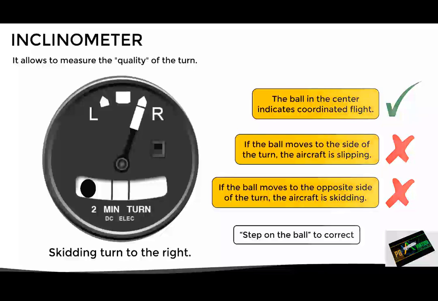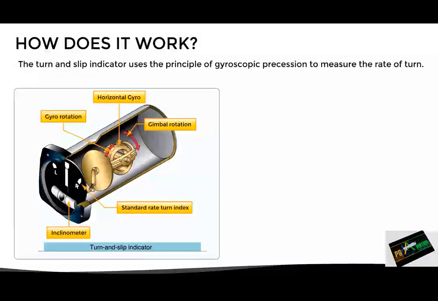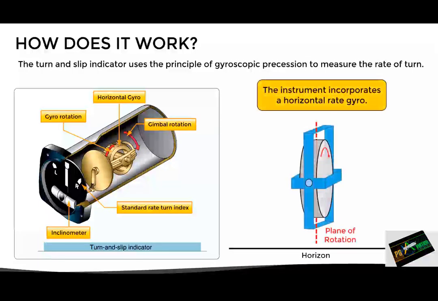Let's see now how does this instrument work internally. The turn and slip indicator uses the principle of gyroscopic precession to measure the rate of turn. To do so, it incorporates a horizontal rate gyro, which is restricted in one of its axes.